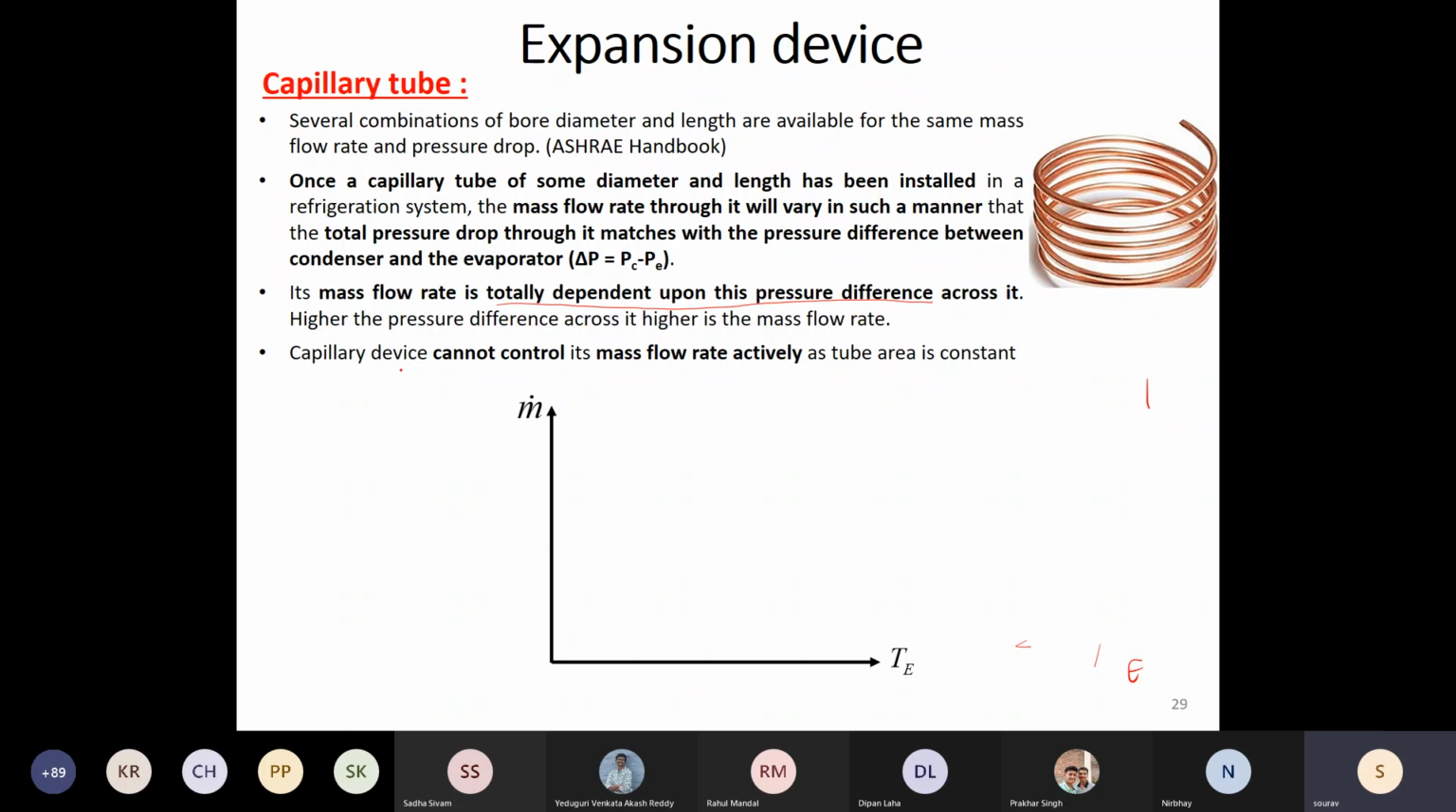Okay, so as I have told you, capillary devices cannot control their mass flow rate actively as the tube area is constant. So if this curve is fixed, that is what it will deliver. There is no provision for changing the area in order to change these curves. So this is for one TC. You will have another curve for another TC, and so such curves will be drawn. And these curves are given by ASHRAE for a particular diameter and length of the tube.